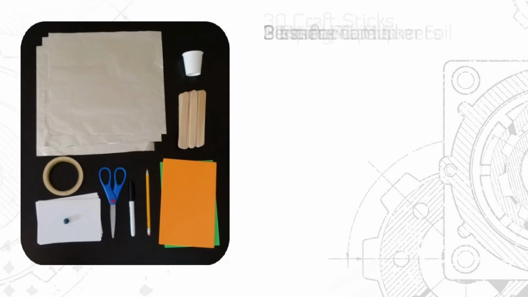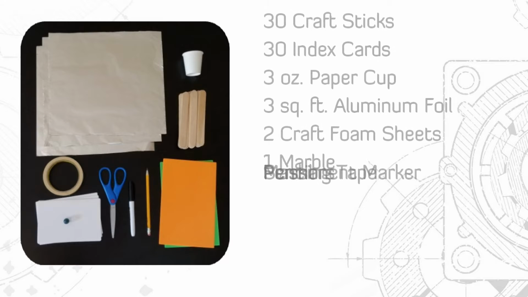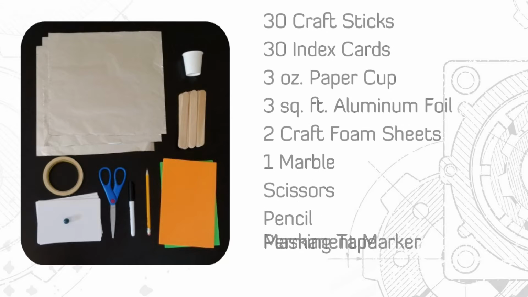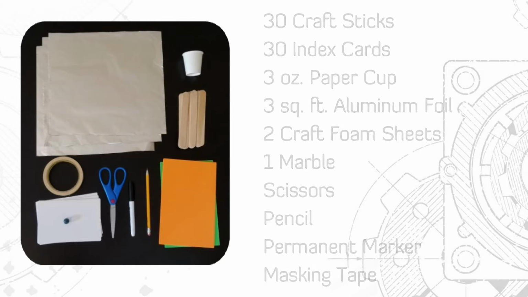To build your marble run, you will need 30 craft sticks, 30 index cards, a 3-ounce paper cup, 3 square feet of aluminum foil, 2 craft foam sheets, 1 marble, scissors, a pencil, a permanent marker, and a roll of masking tape. Now that you have all your supplies, you might be wondering how these items could make a track for a marble. Let's look at a few examples of ways you can use these materials in your marble run.